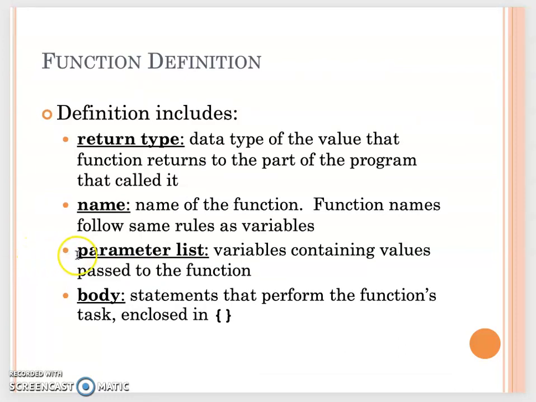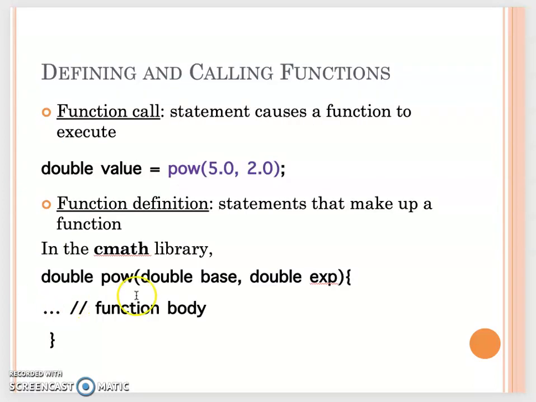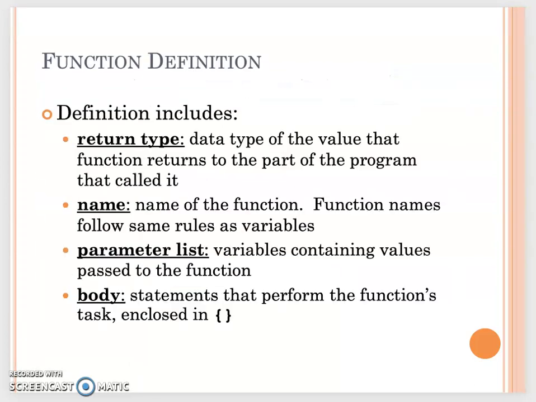Afterward, we have the parameter list. The parameter list is the values after the function name, inside the parentheses. You can have multiple parameters; you just separate them with commas. For each parameter, you need to specify your data type and the parameter name. So the parameter list is actually the variables containing values passed to the function.